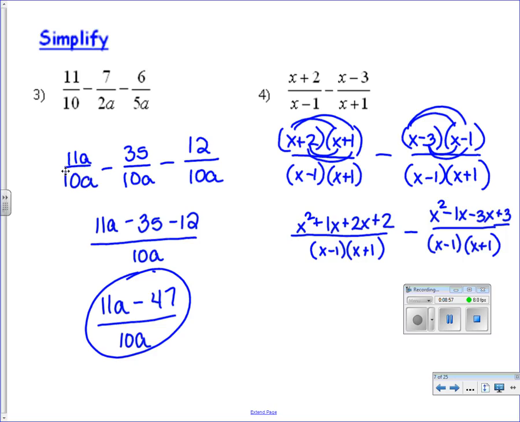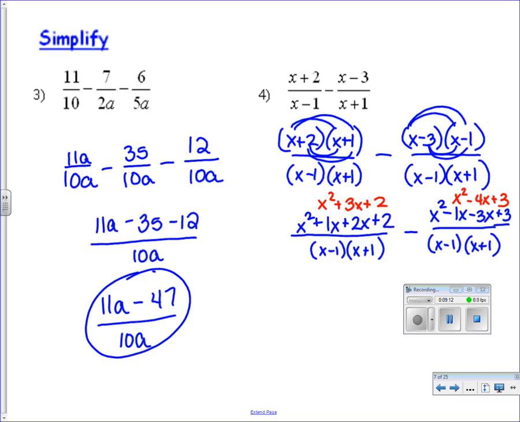Because you guys said we should subtract. Yeah, put together some like terms. So this is x squared plus 3x plus 2, and this is x squared minus 4x plus 3.